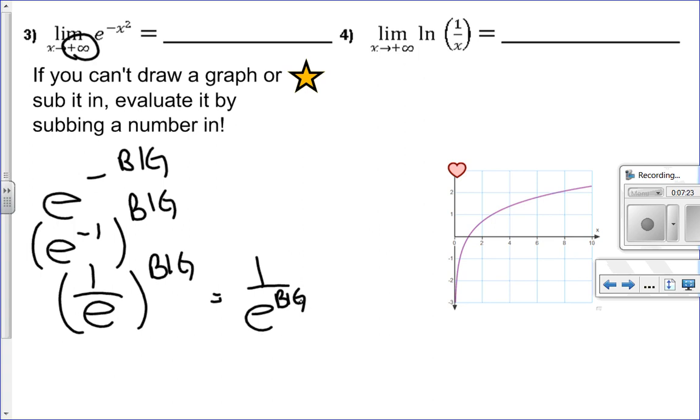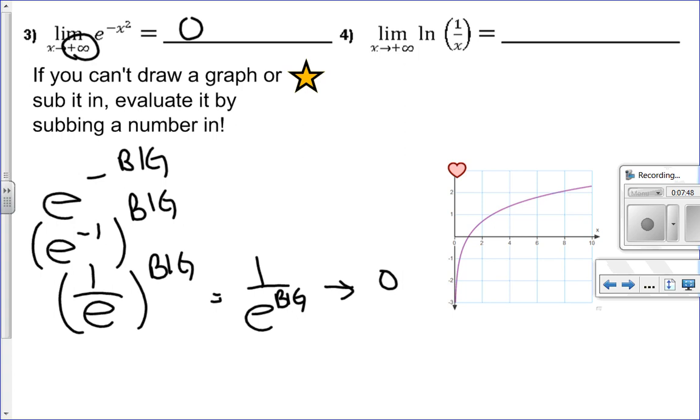So as this big number on the denominator gets bigger and bigger and bigger, this whole thing will approach 0. So as the denominator gets bigger and bigger and bigger, 1 over a really big number is going to approach 0. So I know that that is 0. So my first choice is always looking at the graph or subbing the limiting value in. If I don't, then I just kind of think about it logically and work through like that.